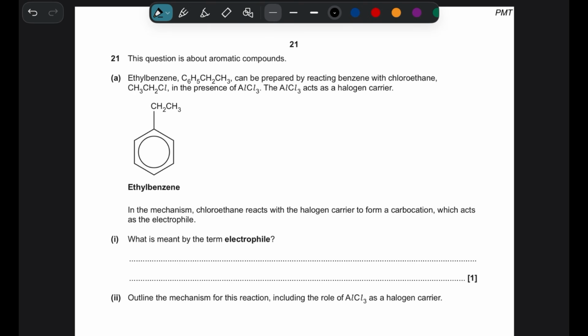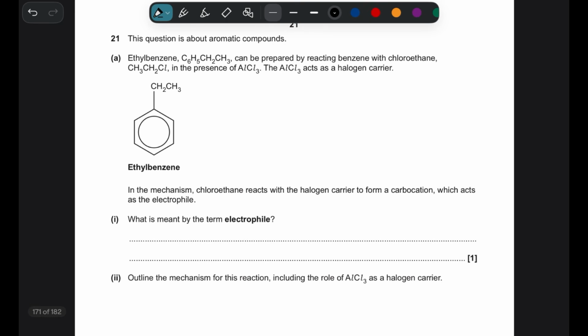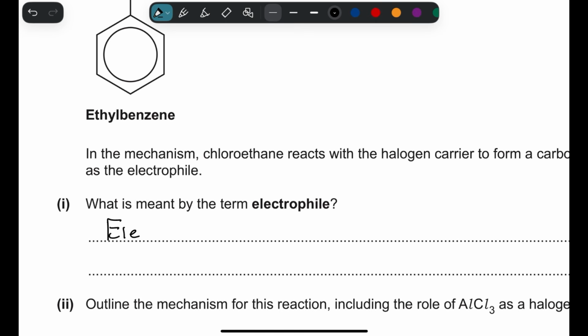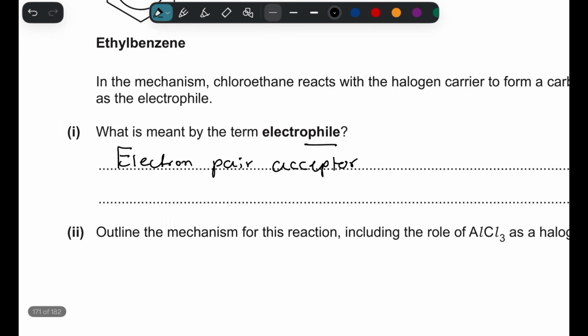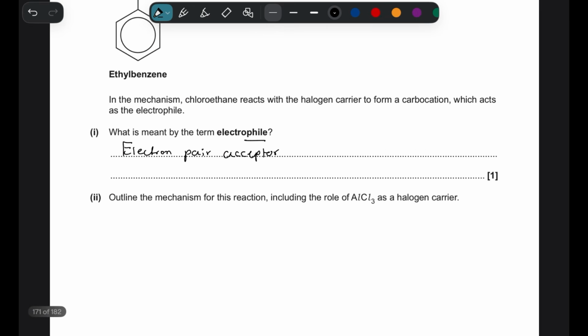When we talk about electrophile, literally what we're saying is electron pair acceptor. I always think phile just means to be attracted to. So electrophile, attracted to electrons, so hence you must be accepting the electrons. That's why I go with that. Now, when you talk about outline the mechanism for this reaction, including the role of AlCl3 as a halogen carrier, first of all, make sure you do this.